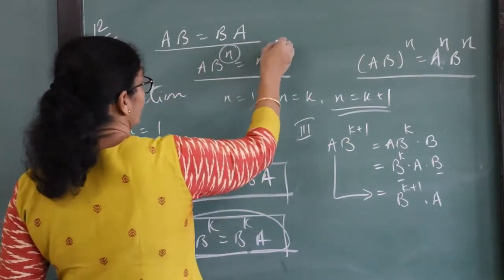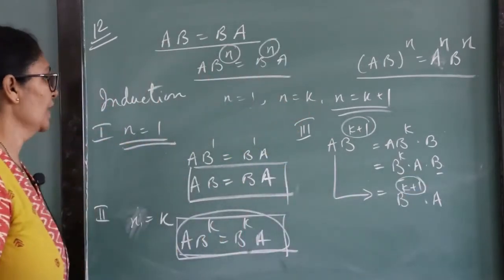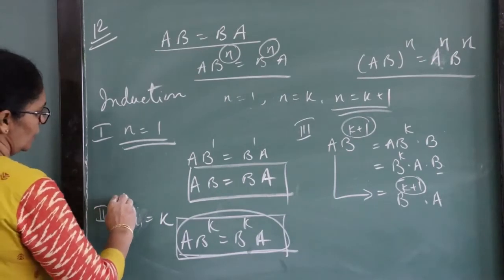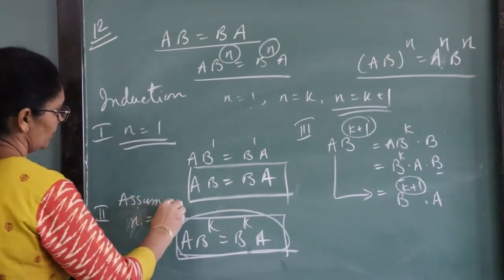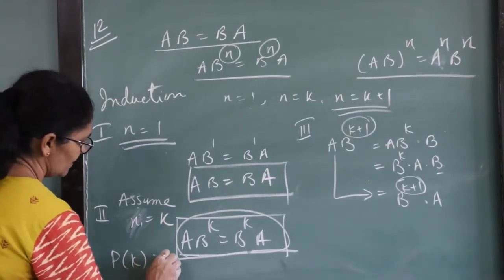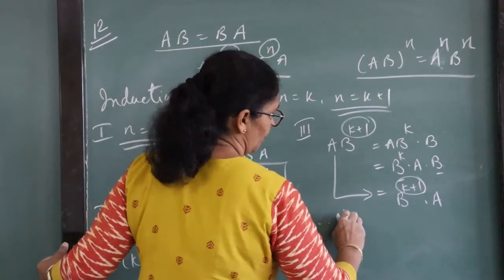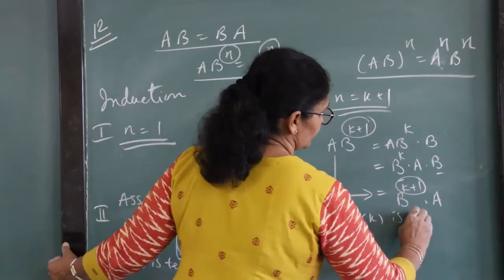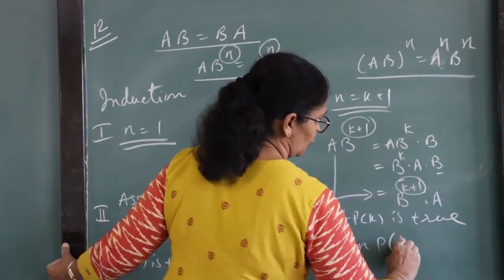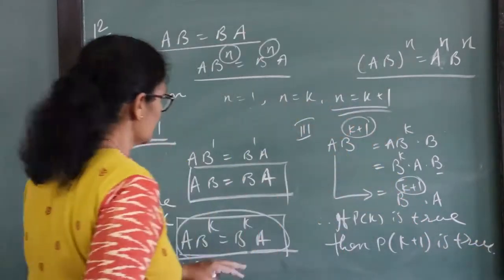Wherever you have n, we are getting k plus 1 in our step. So this is your first step. We have proved for 1. For k we have assumed. You can say assume for n equal to k. Here you can write one more step, that P of k is true. And here the last step: therefore if P of k is true, then P of k plus 1 is also true. This is your first part, which we have proved.